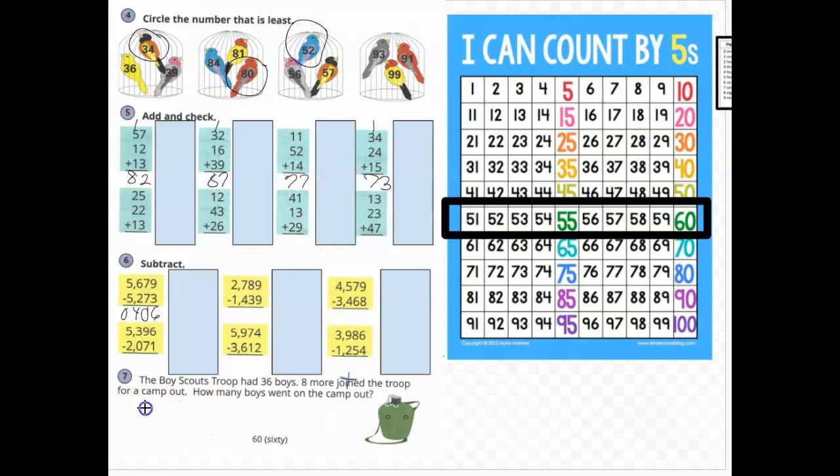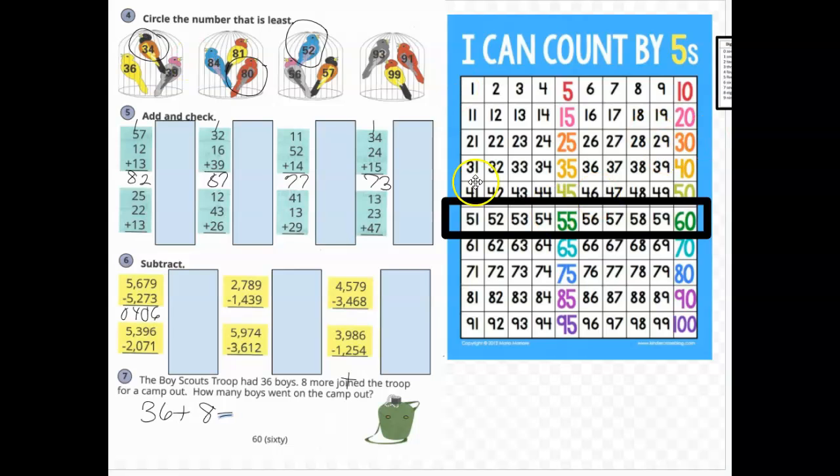Well, we're going to start by writing our number sentence. So we're going to start how many boys we started with. And then we know it's an addition because we figured out it's a joined. And then how many came? 8. So there's our number sentence. So now we have to go 36 plus 8, which we can use our chart for.